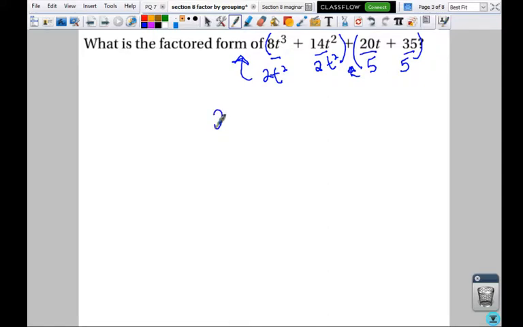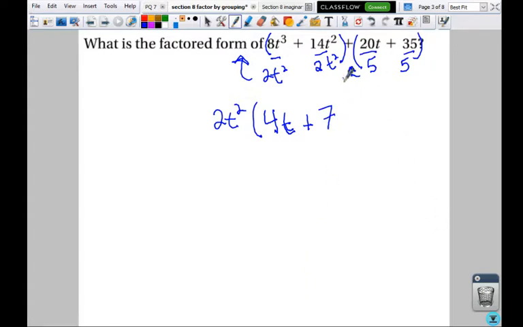So I'm taking out a 2t squared, and then it's like dividing. I'm going to go 8 over 2 is 4. And how many t's do I have left, if I have 3 on top, 2 on the bottom? Just a t. I'm going to keep going. Plus 14 over 2 is 7.